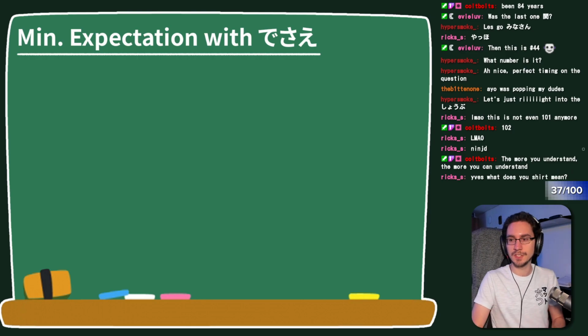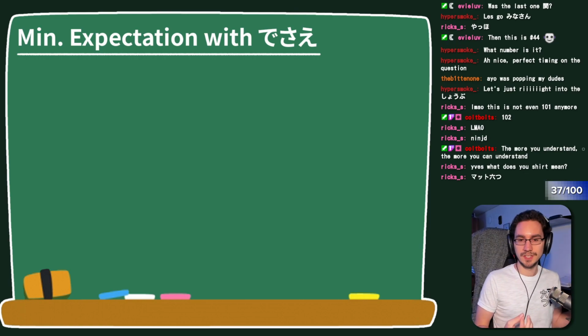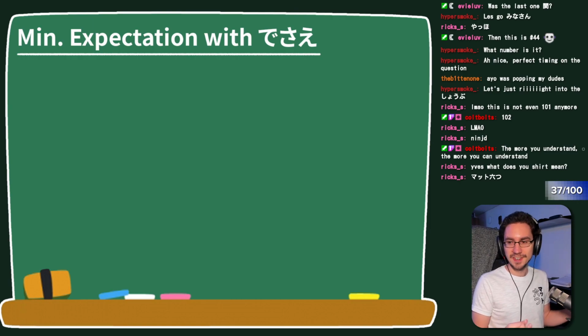What does your shirt mean? It just says Mutsumatto or Matto Mutsu or whatever. I don't know, it just says 6. I don't know what it means, it's just a brand. Matto could be like mat or anything, I don't know.